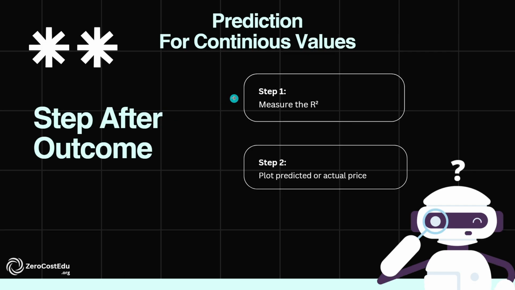Now, after our prediction model is done, what we can do after that, I divided into two steps. First we can measure the R square score, or we can also measure the mean absolute error. After that, step 2 will come: we can plot the predicted price against the actual price of that model. We can use matplotlib to visualize the graph to see the predicted model against the actual price.